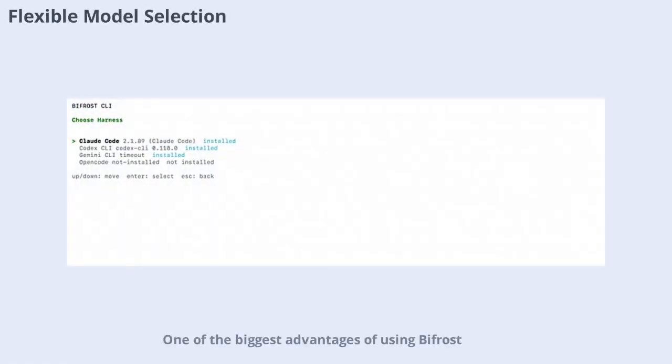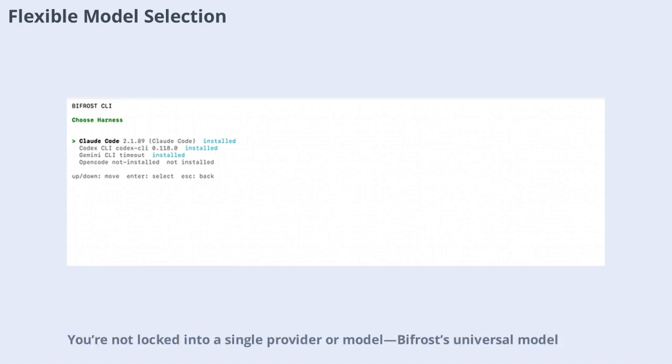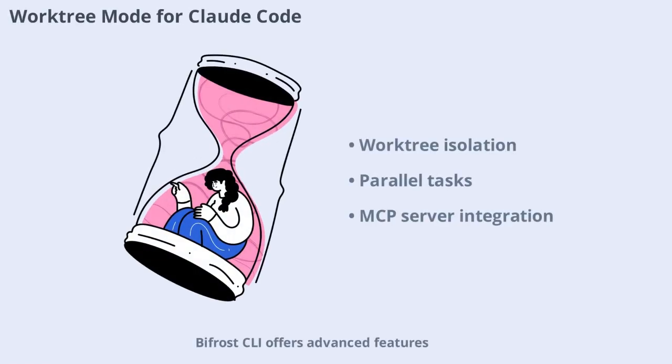One of the biggest advantages of using Bifrost CLI is the flexibility it offers in model selection. You're not locked into a single provider or model. Bifrost's Universal Model Access lets you choose any provider or model configured in the gateway. This means you can experiment with different models for the same agent, opening up new possibilities for your workflow. Bifrost CLI offers advanced features like worktree mode for Claude Code.